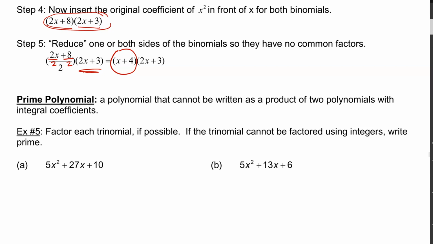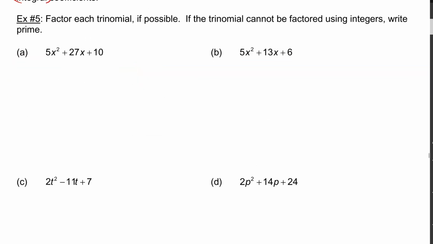Just to keep in mind, what is a prime polynomial? A prime polynomial is a polynomial that cannot be written as the product of 2 polynomials with integral coefficients. AKA, if I can't write it as x plus or minus an integer, it's going to be prime. I don't want to have x plus 1.5. I don't want there to be decimals. I want the things that I'm plugging in, x plus 1, x plus negative 50, whatever, to be integers. I don't want to say x plus 3 halves. They have to be integers. If they're not integers, it'll be prime. So keep that in mind.